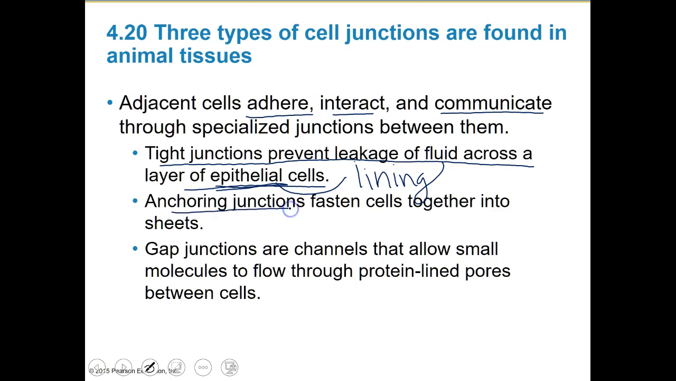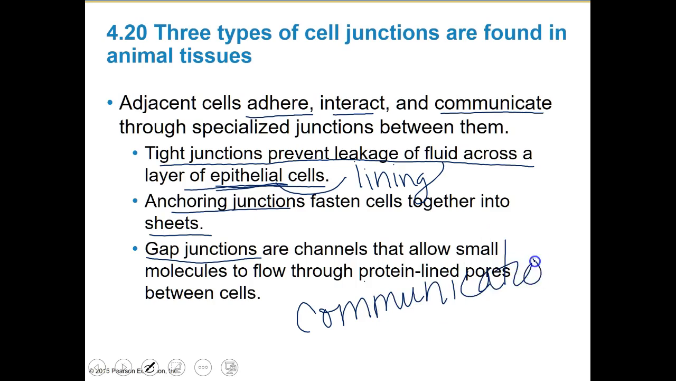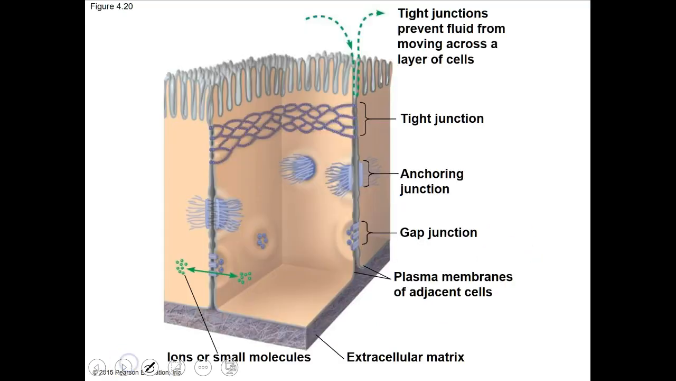Anchoring junctions help fasten cells together in sheets, so we can get some tissues in particular sheets. We'll have gap junctions, which are channels that allow small molecules to flow through in these protein-lined pores between cells. So these are really the communication lines. So communication happens through the gap junctions, through the little holes in it, because that's where we're going to get stuff back and forth. Okay, so you can sort of see what they look like.